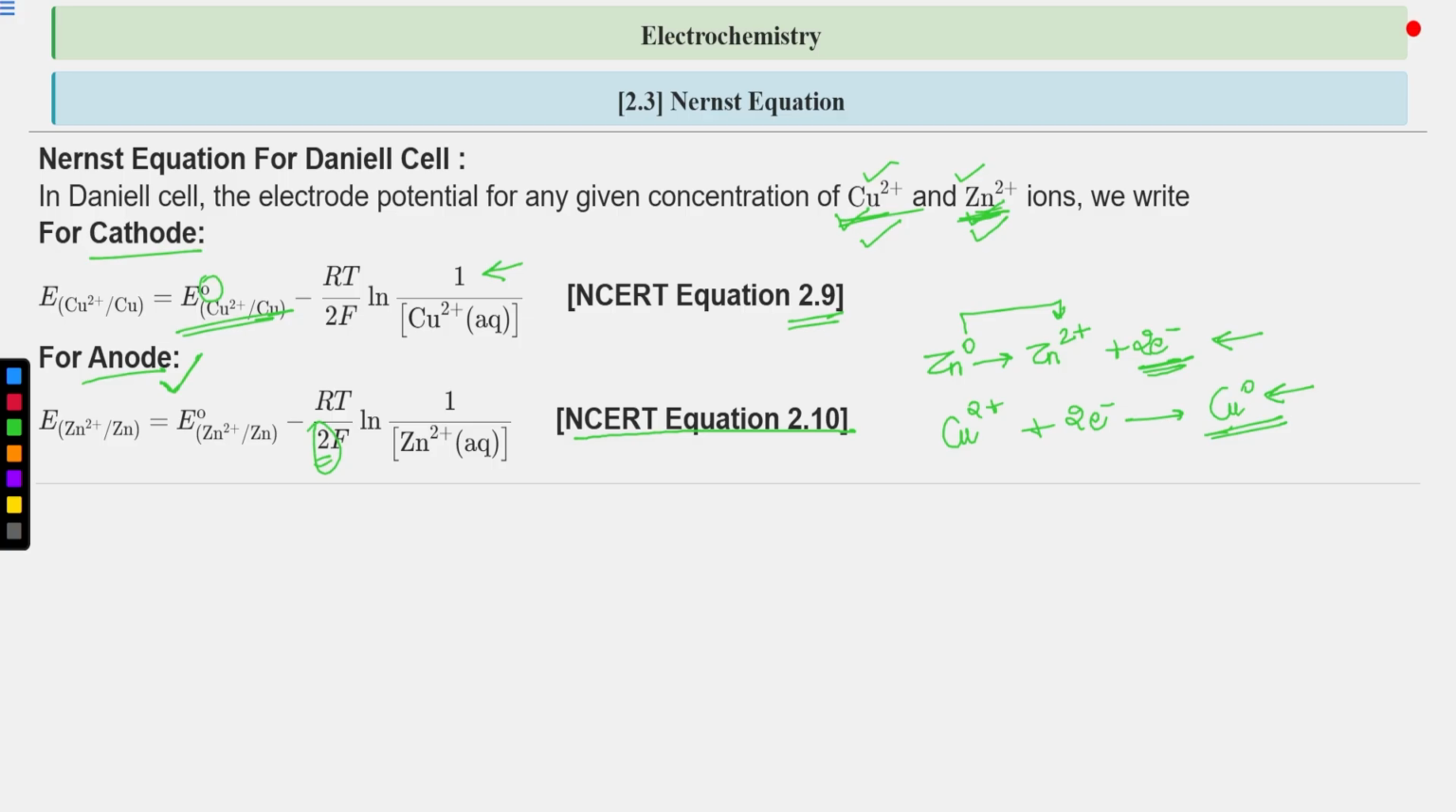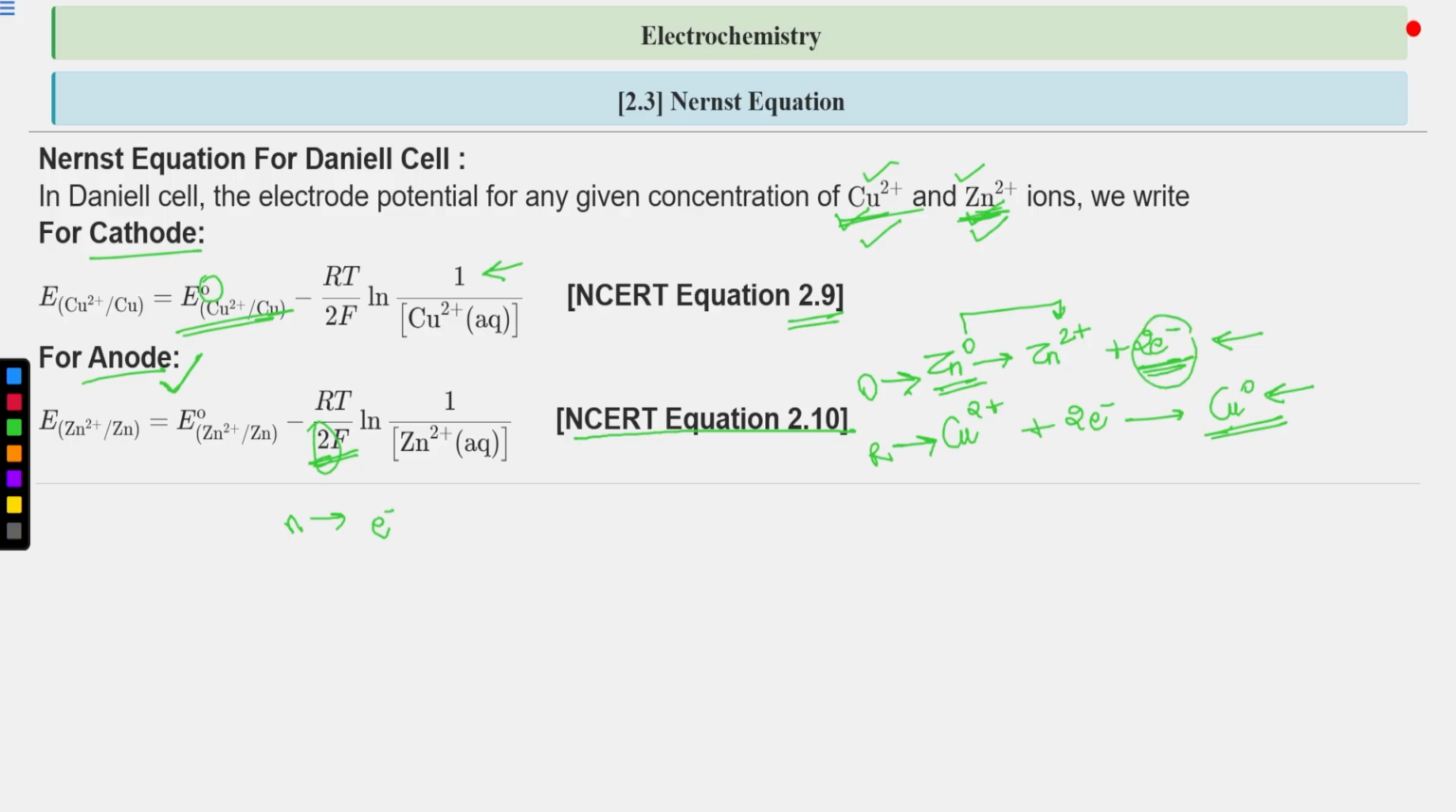Again, we are considering the metal in the neutral form, concentration as unity, and 2F. N is initially taken as 2, that's why we are writing 2. N is basically the number of electrons involved in our redox reaction. If you see these two reactions of oxidation and reduction, N is 2.